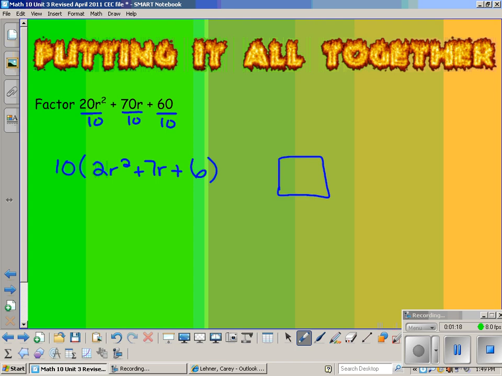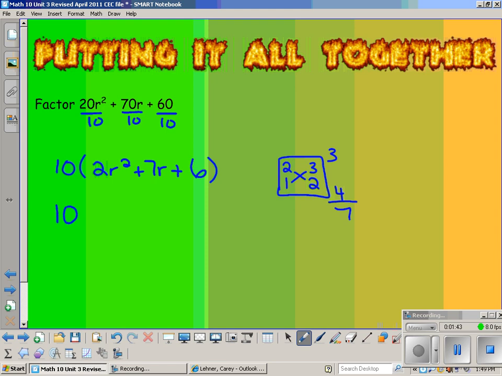Because the term in front of the r squared is not 1, I'm going to go right to my box method and see if I can factor this further. Factors of 2 are 2 and 1. Possible factors of 6 are 3 and 2. I get 3 and 4. My middle term is 7. Well, 3 plus 4 is 7. So this can be factored further.